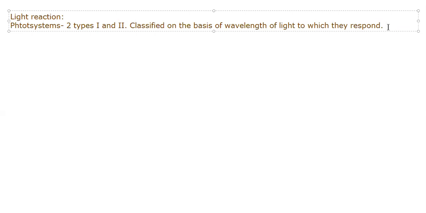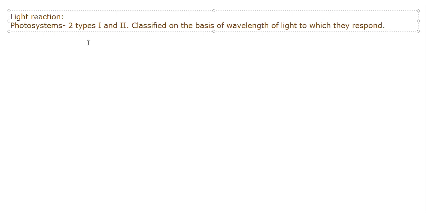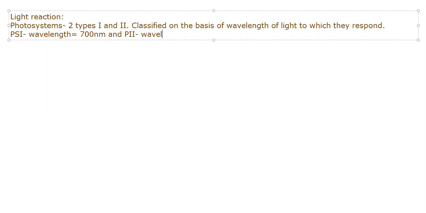Right? So there are two photosystems. PS1 responds to a wavelength equal to 700 nanometers, and PS2 responds to a wavelength of 680 nanometers.